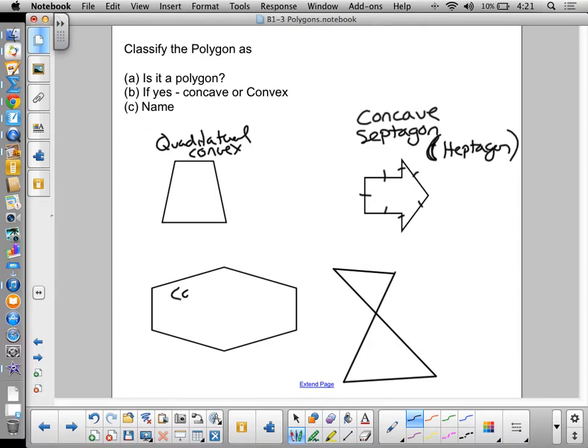Here I have a convex. How many sides? 6, so hexagon. Here, again, a little interpretation. Do I have 2 triangles or is it not a polygon? Well, again, we want to analyze it as one shape, so this would not be a polygon.